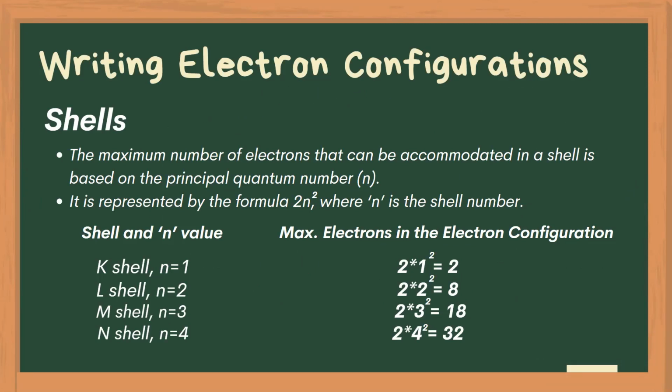Here, I provided a table where you can check the principal quantum number and the maximum electrons in electron configuration. For the K shell, you have n equal to 1. L shell, n equal to 2. M shell, n equal to 3. N shell is n equal to 4. So for the K shell, you have 2 electrons; L shell, 8 electrons; M shell, 18 electrons; and N shell is 32 electrons.